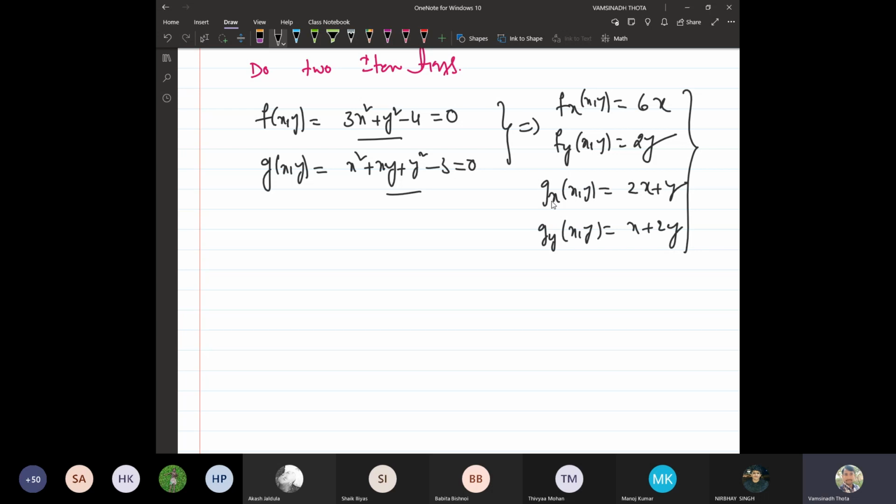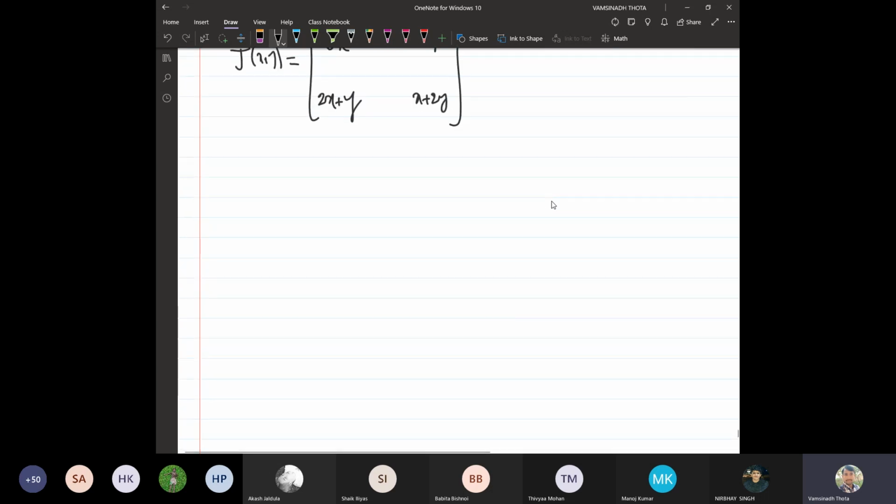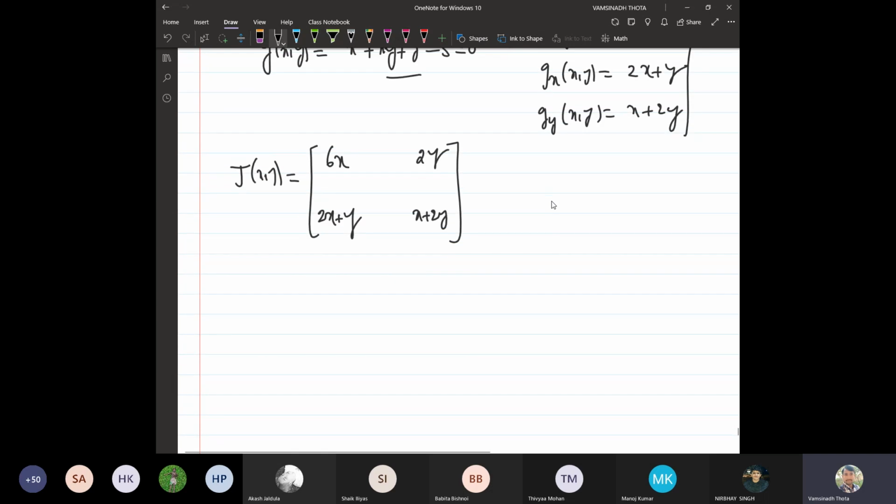Right. Now, what is the Jacobian matrix? The Jacobian matrix J of x comma y. It is a variable matrix, remember, given by fx, so that is 6x, fy, so that is 2y, and then gx, so that is 2x plus y, and gy, so that is x plus 2y. This is the Jacobian matrix. Okay. Now let us check what is the determinant of this Jacobian matrix.